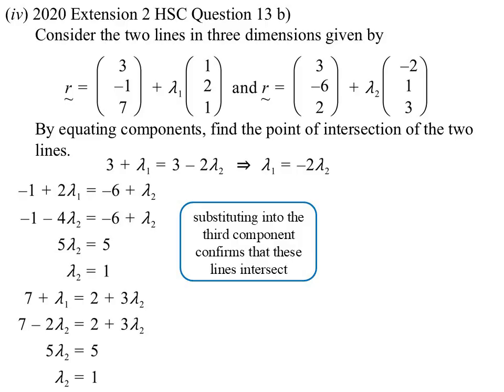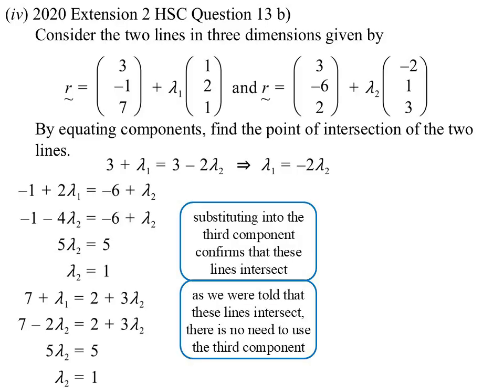Now actually, the way this question is worded, I didn't need to do the third one because we've been told they do intersect. And because I only came up with one possible solution for lambda 2, then that must be the one. But if they hadn't worded it like that, yes, I would have to confirm it in the third one and go, yeah, these are going to intersect.